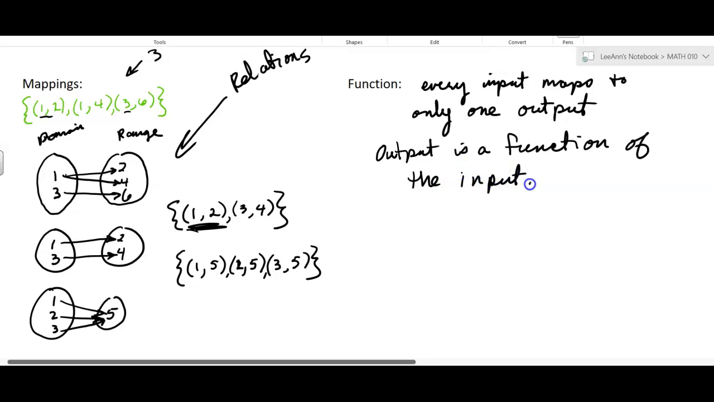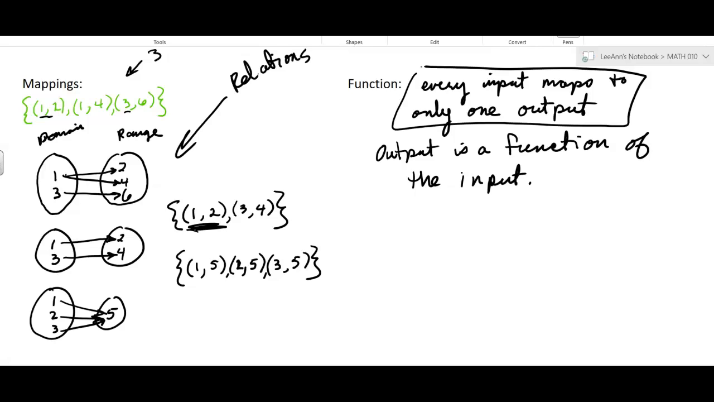So if it's a function, here's what a function is. You can look for it at the definition in the book too, but it's pretty similar to that. If it's a function, then the output is a function of the input. You might want to remember this for some of the questions that are going to come later. Okay, so let's look at our 3 relations over here.